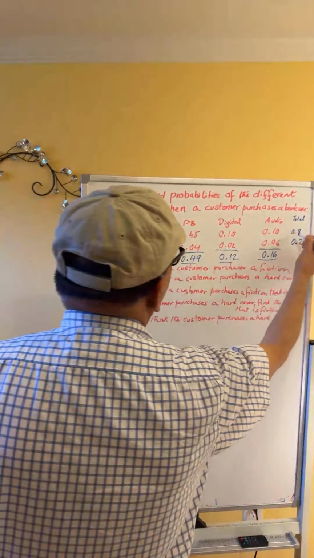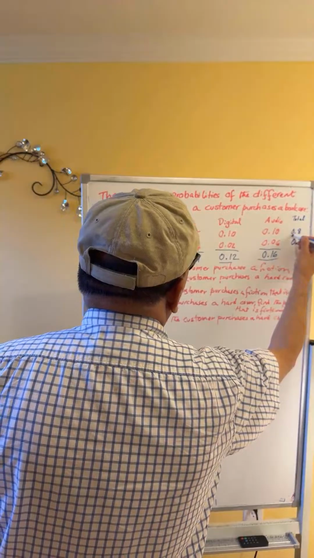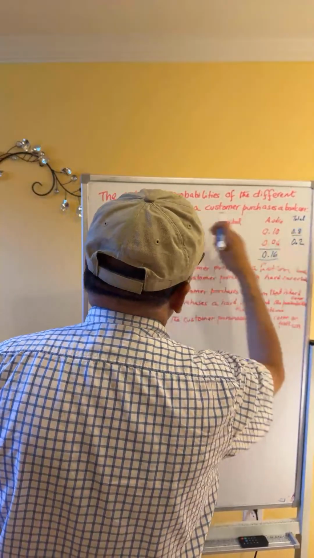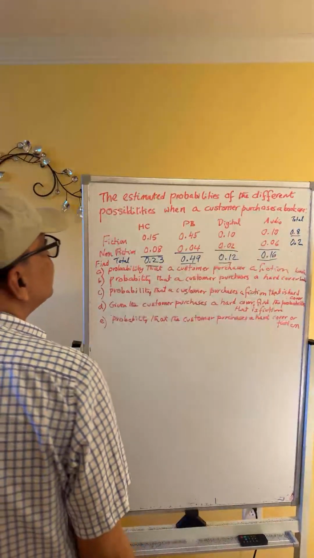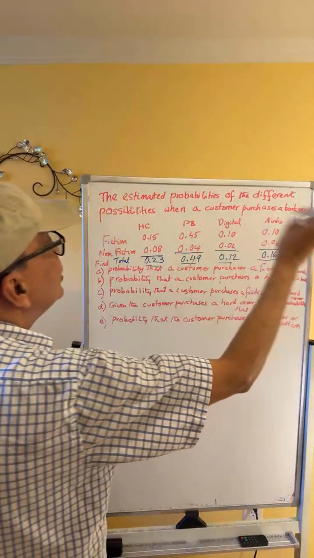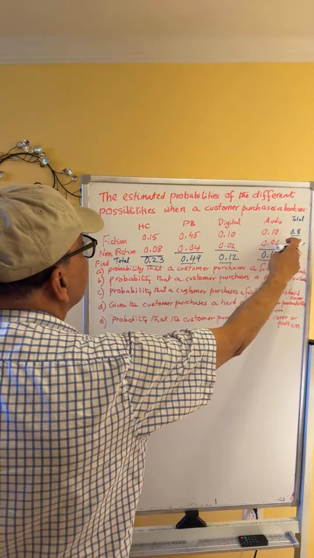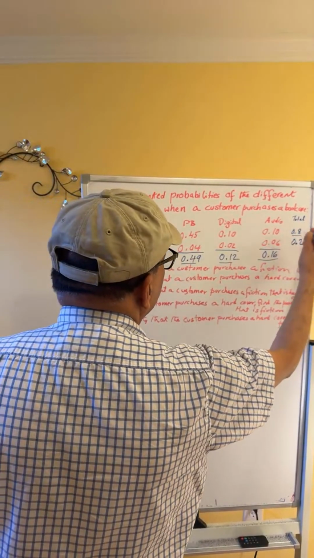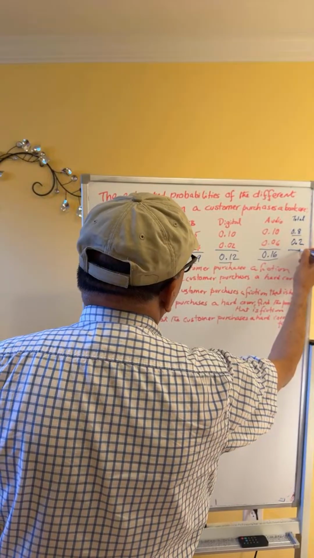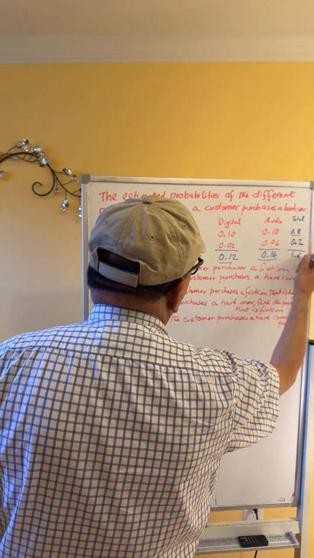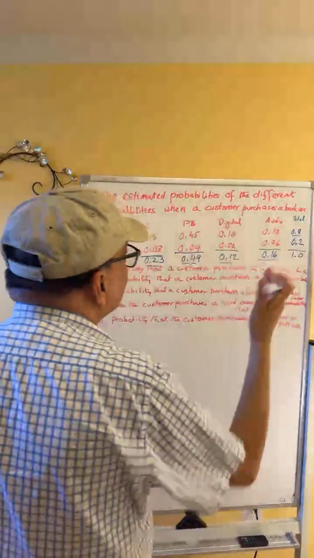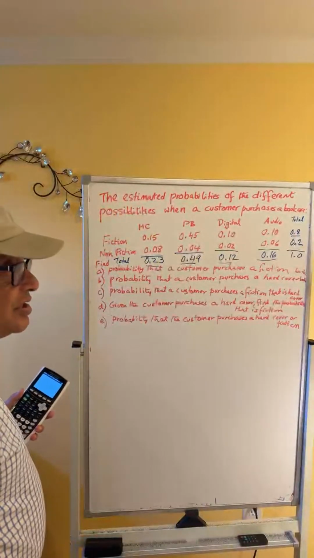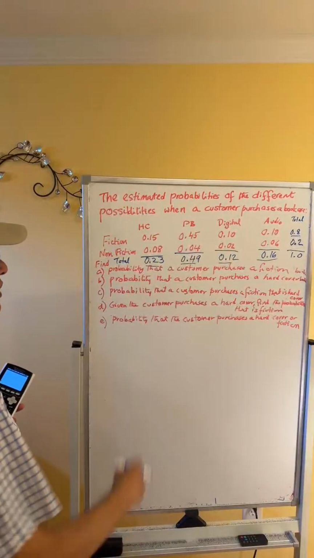First of all, let's take a look at the sum of the four numbers in the top row, which is fiction. 80% of the books purchased are fiction. 20% of the books purchased are non-fiction. Notice 0.8 plus 0.2, the sum of the two probabilities, is 1. As you would expect, because 80% of the books purchased are fiction, 20% are non-fiction.